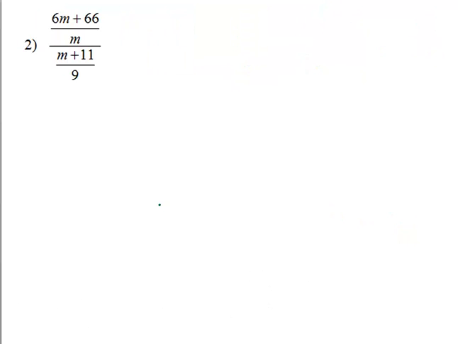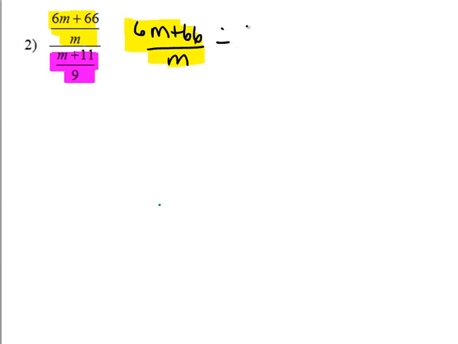Don't forget to pause. Here we have the same setup. It's a vertical setup, a stacked fraction. Here's my numerator. Here's my denominator. I can do what I know how to do, which is 6m plus 66 over m. Again, numerator, divided by m plus 11 over 9. And that's my denominator.